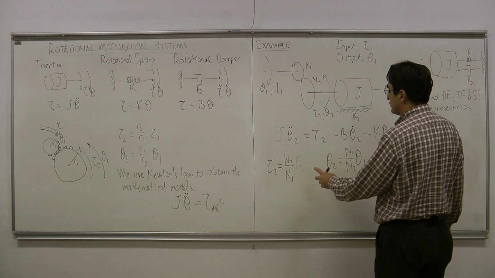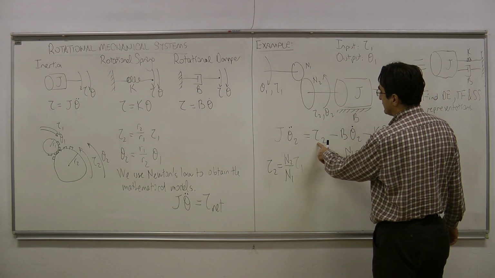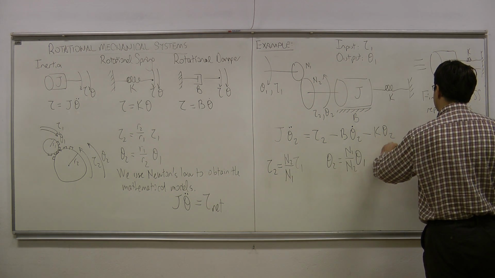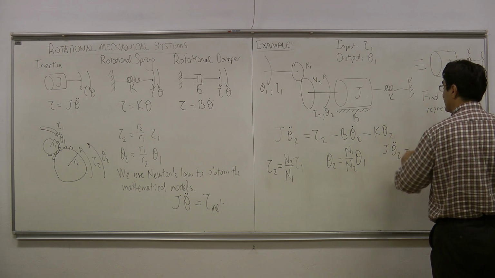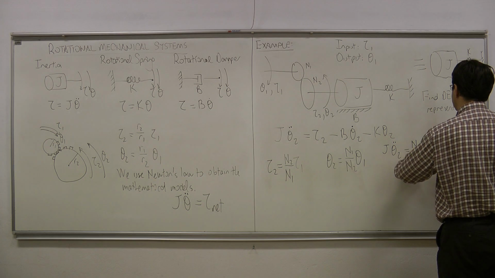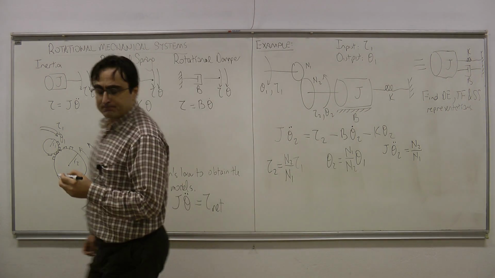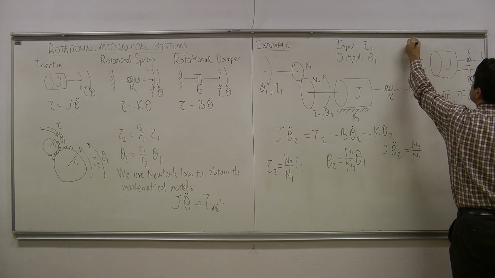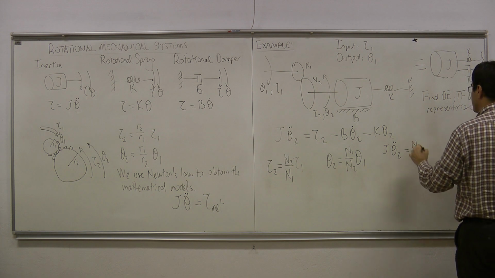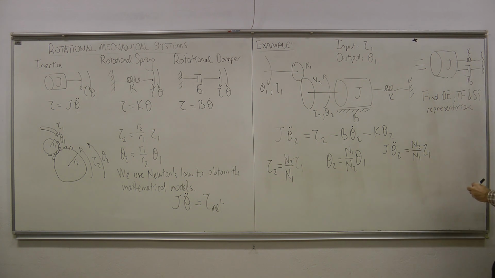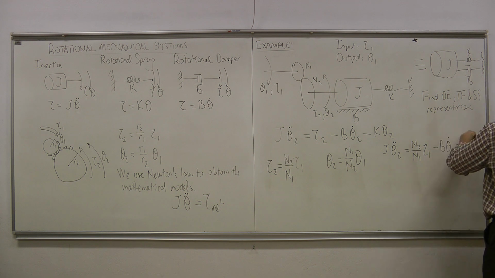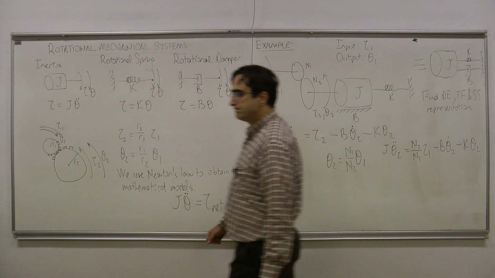The first thing I am going to be doing is replacing this tau 2 with this tau 1 term. So it's going to be J times theta 2 double dot is equal to, I have n2 over n1, and I have tau 1 here. Sorry for the pen, which is making a lot of noise. So I have n2 over n1 times tau 1 here. I have put the right hand side here, minus B times theta 2 dot minus K times theta 2. Okay?